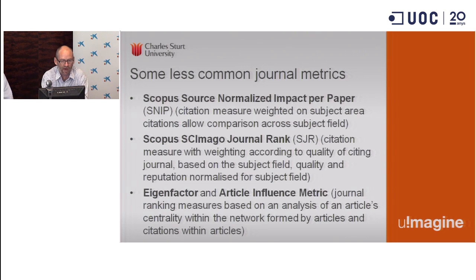The Scopus SCImago Journal Rank, or SJR, is another measure that has a weighting according to the subject field, but it also has a weighting according to the quality of the citing journals. So if there's a reference from an article in a journal with a high SNIP back to the article in the target journal, that would be weighted more highly in terms of the overall rank, so that references from higher quality sources rate more highly.